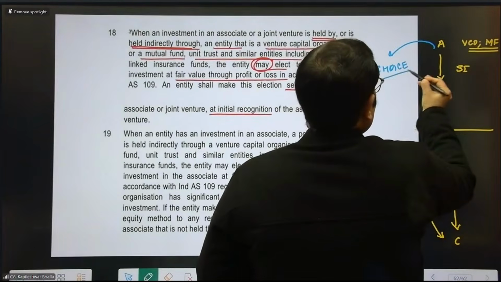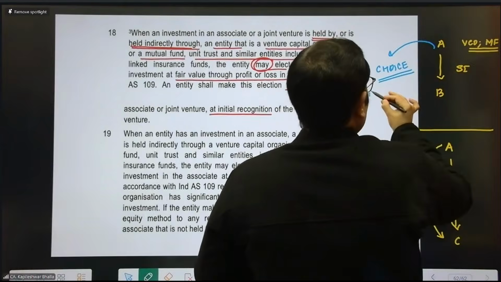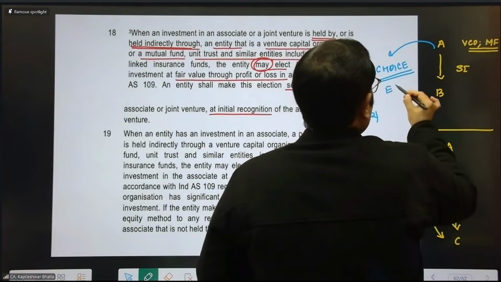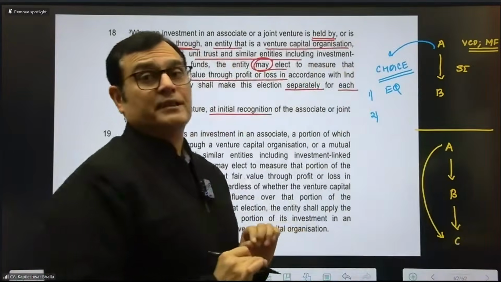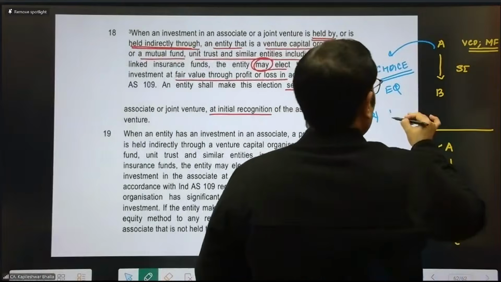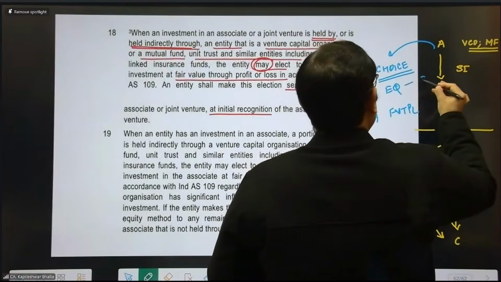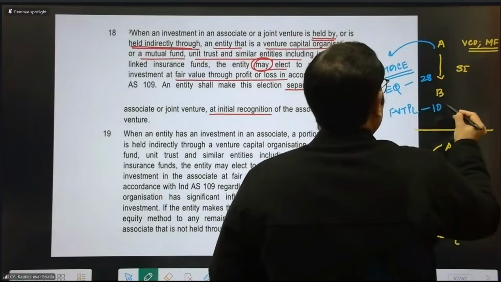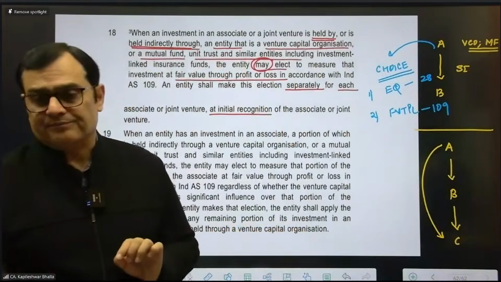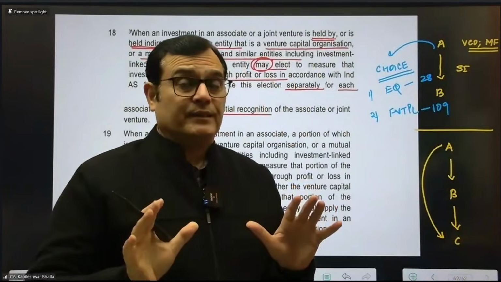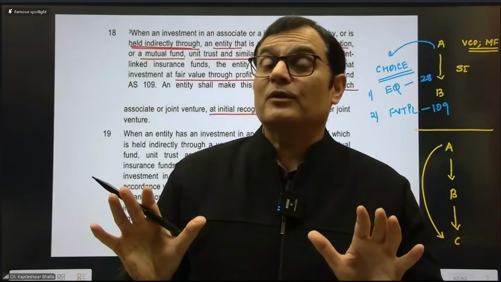A will get a choice in this case, and the choice is that either he applies an equity method as per Ind AS 28 or he applies FVTPL as per 109. So equity method as per 28 or FVTPL as per 109. This is direct. I hope I stand very clear on my thoughts.